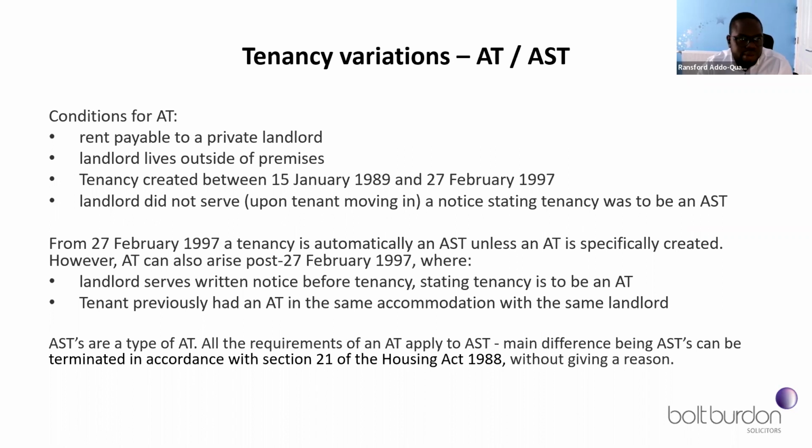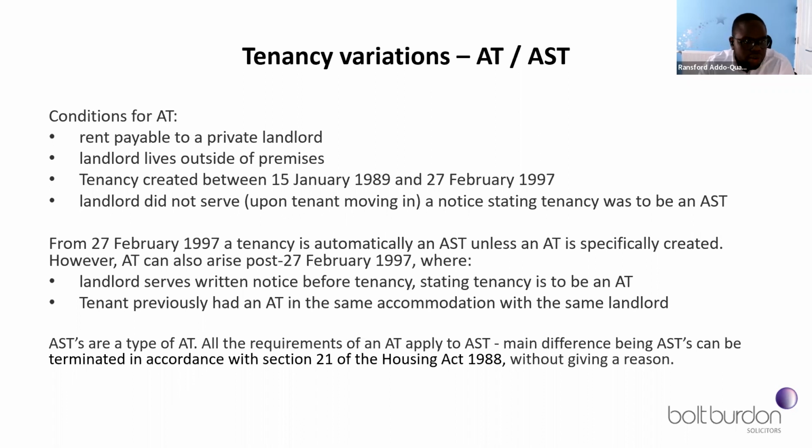Now, the conditions for the assured tenancy are that there's rent payable to a private landlord. The landlord must live outside of the premises. If the landlord lives with you, then you're more likely an excluded occupier rather than a tenant. The tenancy must be created between 89 and 97. Now that is for the default classification as an assured tenant. Obviously, there are tenancies either side of this where landlords maybe have served notice saying that we want this to be an assured tenancy. That's fine. But by default, anything between January 89 and February 97 will count as an assured tenancy.